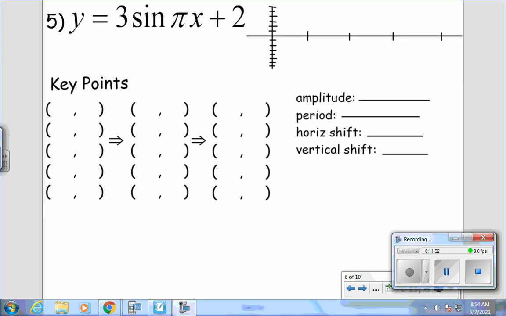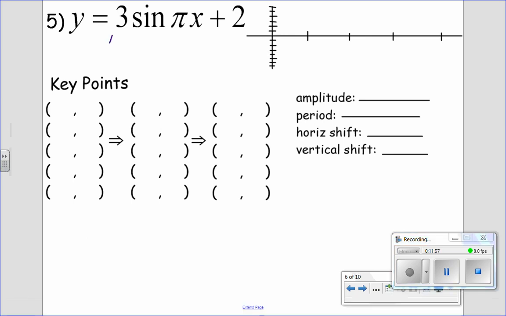Let's talk about our A and B and C, and if maybe there's a D. Who's your A value? The 3, so that's our amplitude. Who's our B value? That is going to help you find your period. Your period is 2 pi over B. So 2 pi over pi would end up giving us a period of 2. And then is there a C value? Is there a right-left shift value? No. Is there a D value, an up-down shift value? Yes. So I would say no horizontal shift, but I'd say up shift. All right, you got everything figured out there?